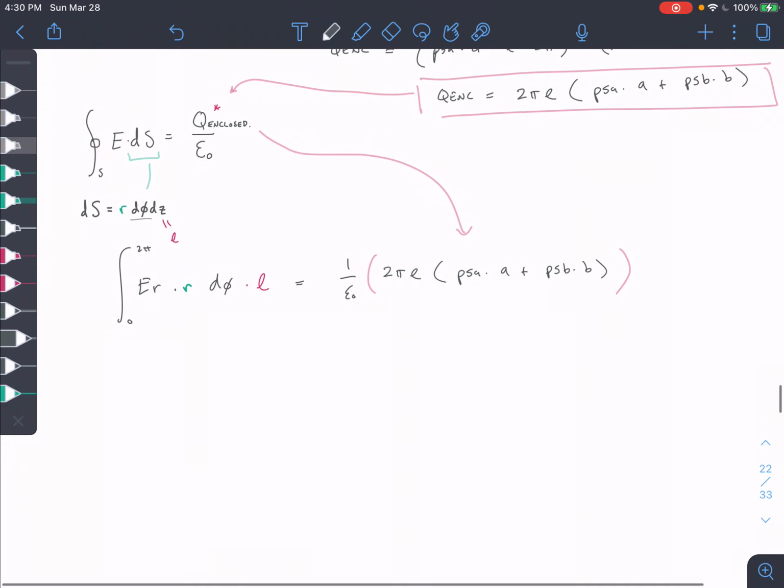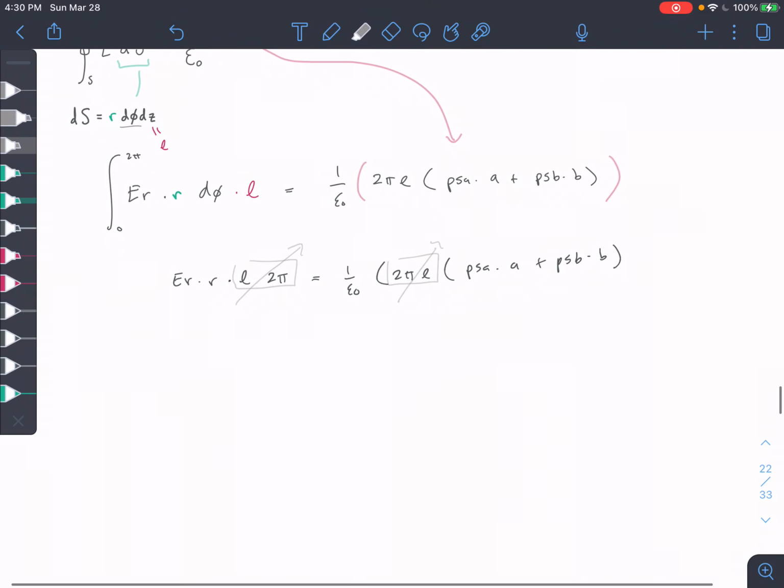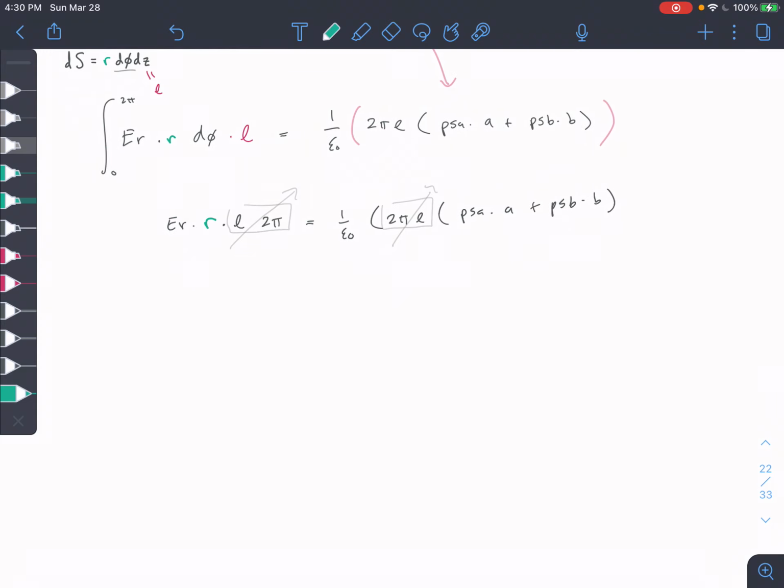So that's where we're at so far with our expression. Let's simplify this a little more. We can put our ER times R times L, and then d phi just turns into 2 pi, and 1 over E naught times 2 pi L times PSA times A plus PSB times B. We can cancel the 2 pi L because we have it on both sides. Let me keep this green so we know that this is the variable R for our Gaussian surface, because that moves. We're just trying to get an expression for R, so that's the R that we're changing.